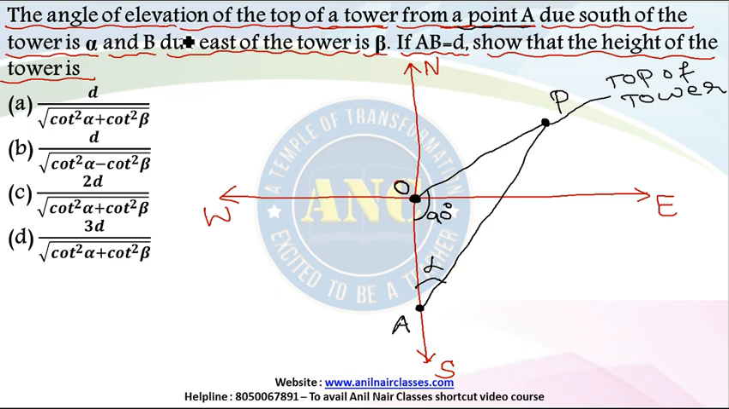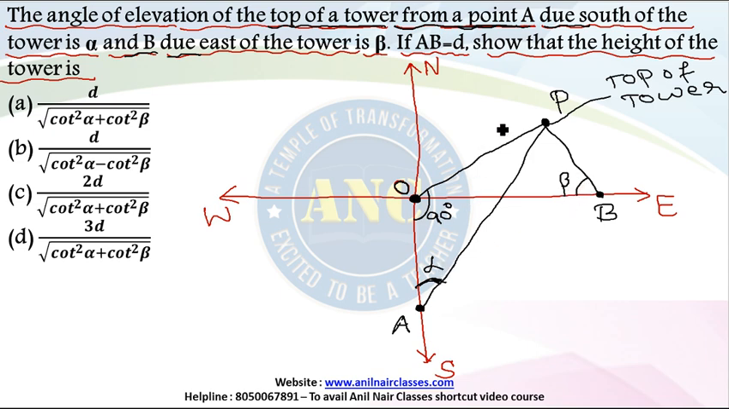Now, that is what is given. The angle of elevation of the top of a tower from a point A, this is point A, due south, this is the south axis of the tower, is alpha. This angle of elevation is alpha. And there is a point B due east of the tower, where the angle of elevation is beta. This is what they are saying.